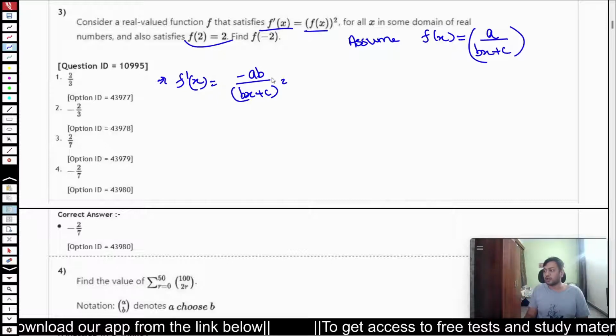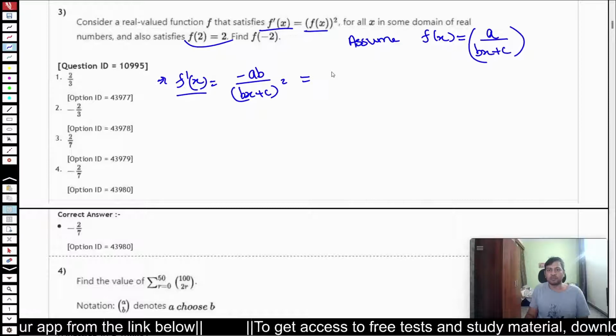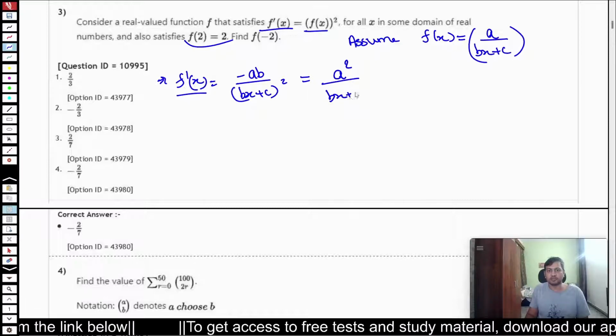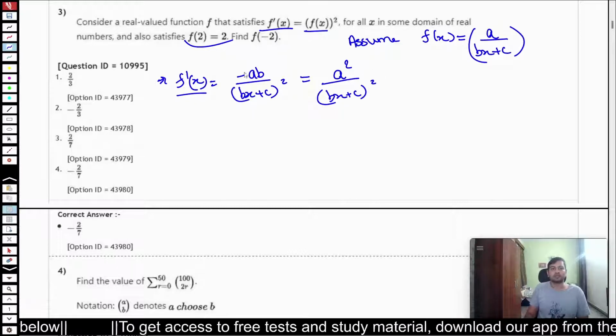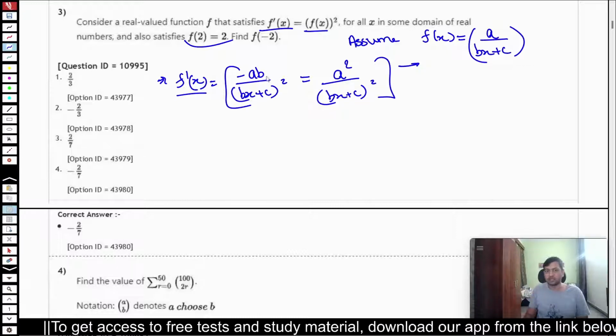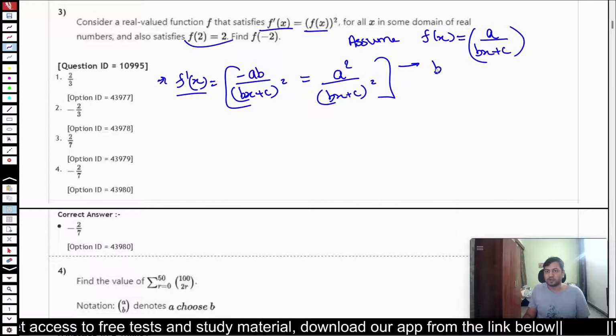इसका मतलब होगा f prime of x will turn out to be minus ab upon bx plus c whole square. ठीक है, अब मुझे क्या चाहिए कि this f prime must be equal to f of x का whole square, which is basically a square upon bx plus c का whole square. ठीक है, so when I compare these two conditions, मुझे ये पता चलता है कि one thing is numerator same होना चाहिए, which implies that b must be equal to minus a.